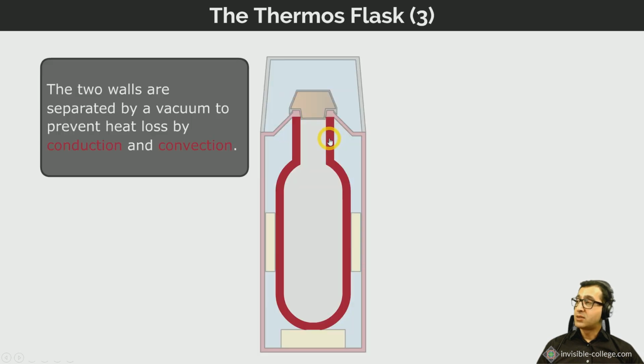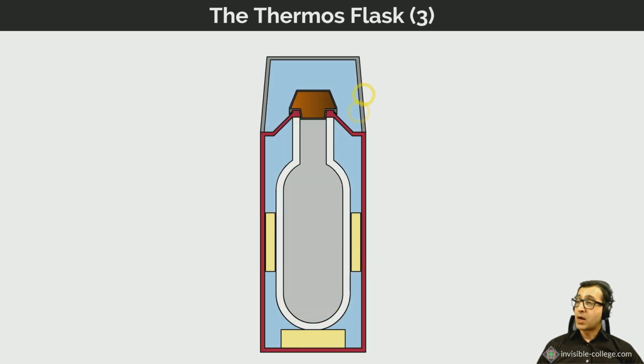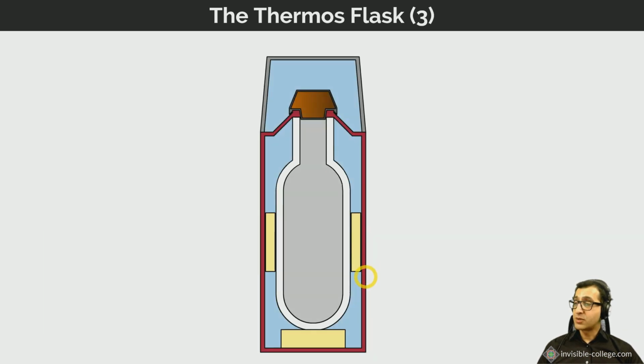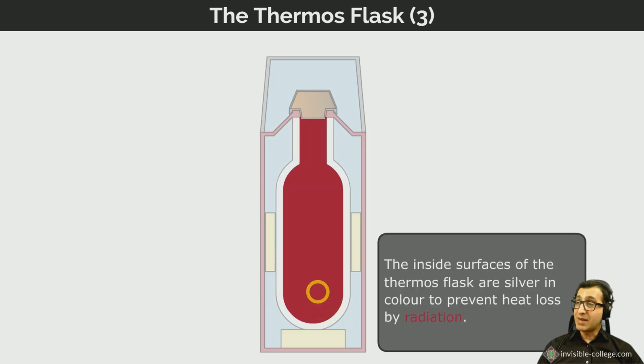So the top insulating cap is made of plastic to prevent heat loss by conduction. We have the double-walled container separated by vacuum to prevent heat loss by conduction and convection. We have the foam liners, the foam pads, to prevent heat loss by conduction. So basically, every aspect of this is designed to minimize the heat energy transfer by those three methods. The inside surfaces of the thermos flask are silvered in color, and this provides a reflective surface which prevents heat loss by radiation as well.